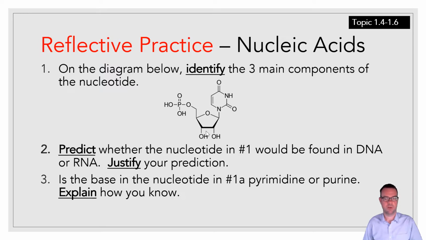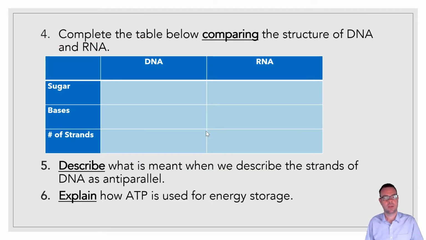All right, what I want you guys to do now is identify the 3 main components on this nucleotide. So what are the 3 things, and try to be as specific as you can. Predict whether this would be in DNA or RNA and justify your prediction. And then, is the nucleotide base a pyrimidine or purine? Explain how you know. Complete this table comparing DNA to RNA, and then describe what we mean when we say DNA is anti-parallel. Finally, how is ATP used for energy storage?